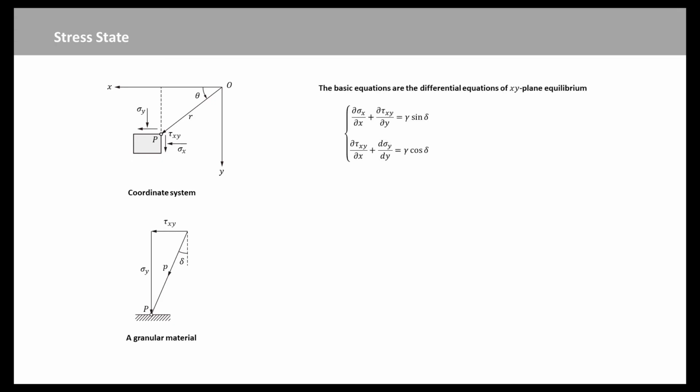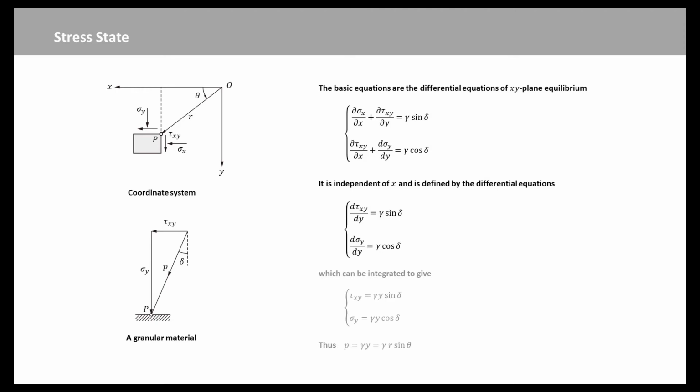The basic equations are the differential equations of plane equilibrium, which contain the density of the soil gamma. Then it is independent of x and is defined by the differential equations as shown here. They can be integrated to give these equations. Thus, the stress on inclined straight lines parallel to the x-axis acts in a vertical direction, P equal to gamma times r times sine theta.